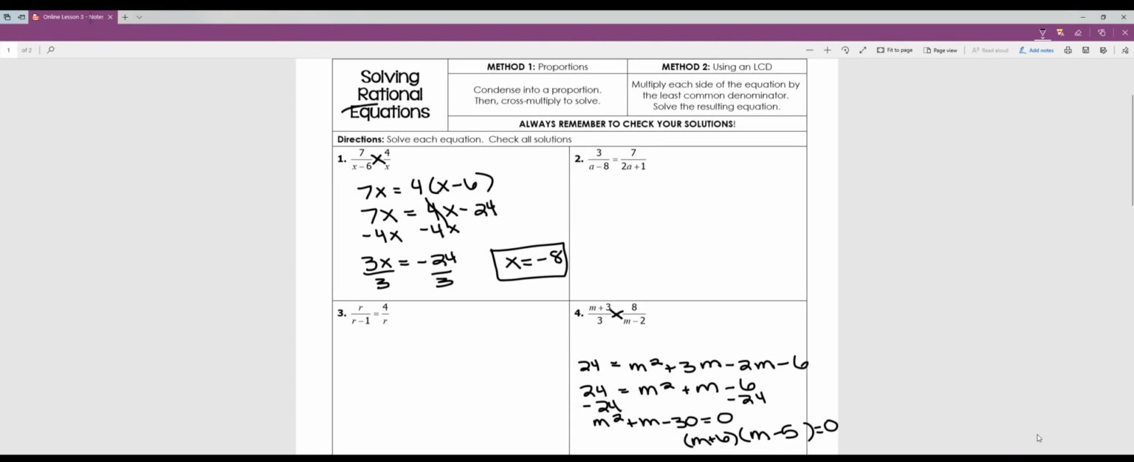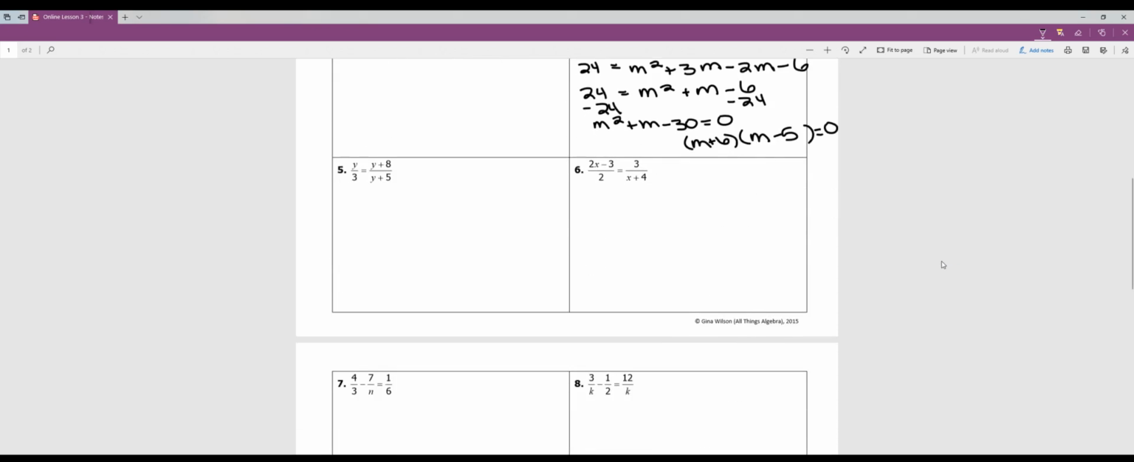So now to solve for m, just like we did when we were solving this kind of thing when graphing, I have to set each parentheses equal to 0 and solve. And when I do that, I'm going to get that m is equal to minus 6. And m is equal to positive 5. So this one has two solutions. Number 4 has two solutions. So both of those were using method 1 to solve our rational equation.